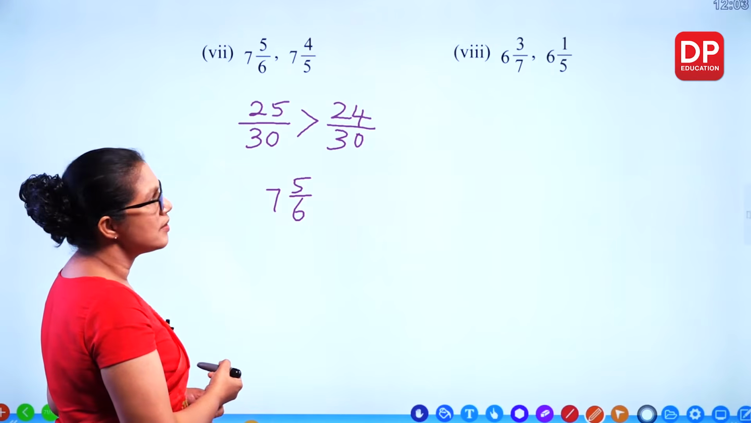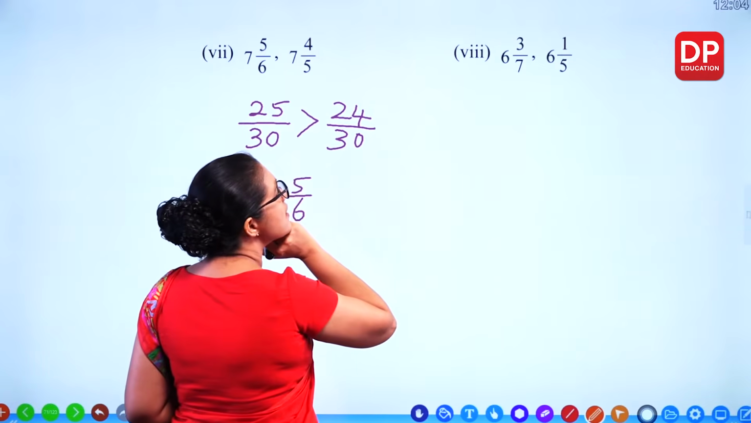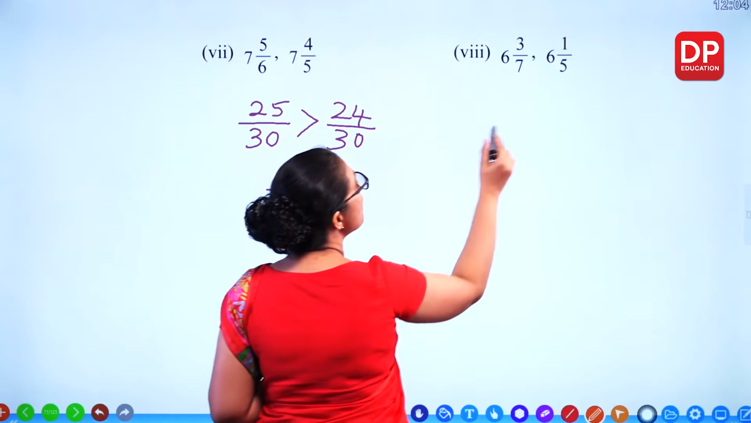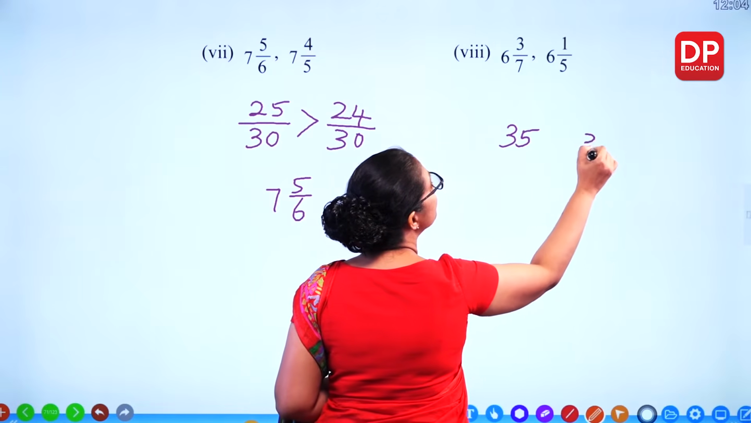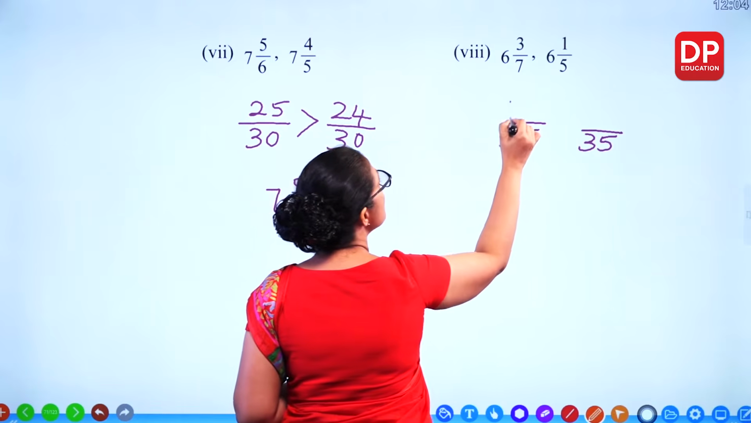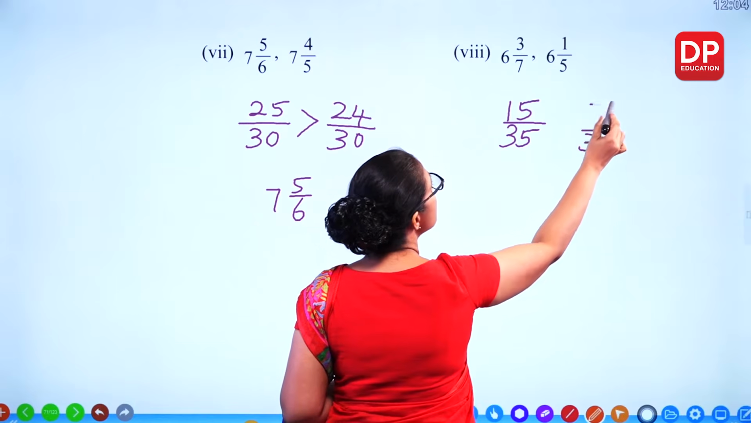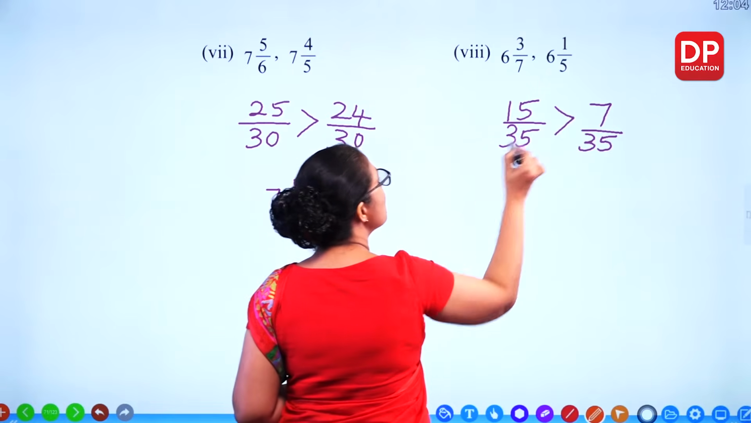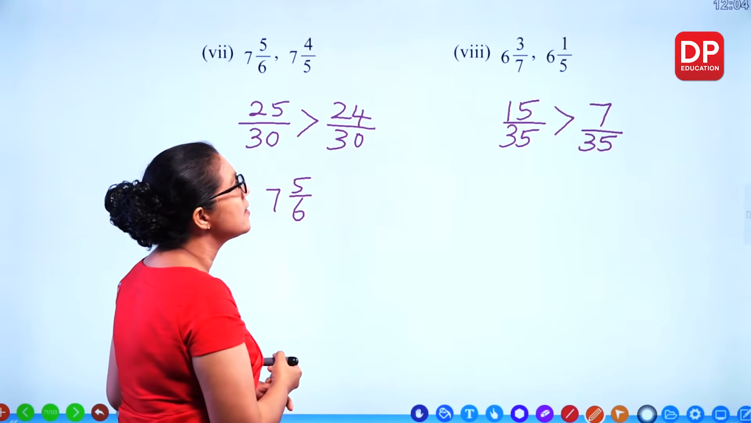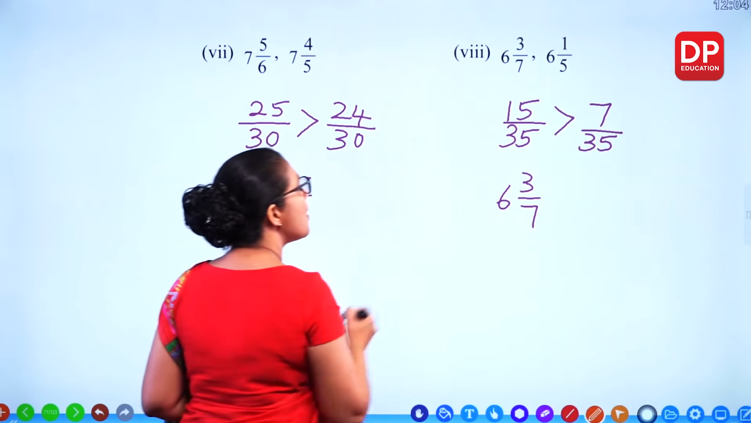Look at this one. Same whole number. You have to convert to the same denominator. 7 and 5, that's 35. 5 times 7, 5 times 3, 15. 7 times 5, 35. 7 times 1, 7. Which one is bigger? 15 is bigger than 7. So that means 6 and 3/7 is the bigger one.